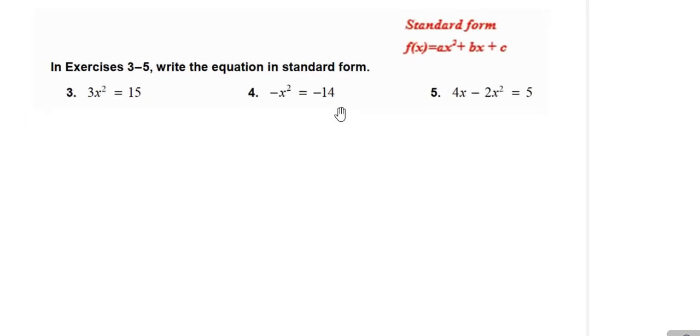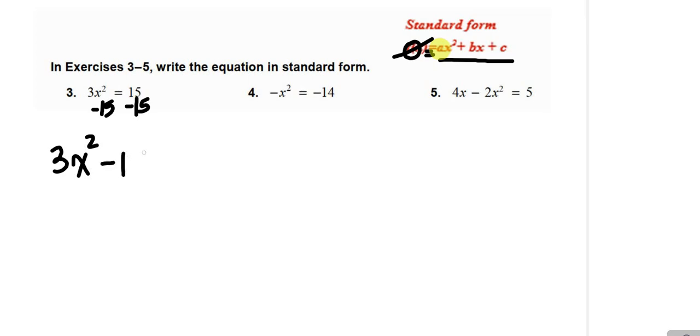Now this says write the equation in standard form. A couple things about standard form. You're basically getting the entire equation on one side, and then the other side, you're trying to get to 0. As a general rule, you want to try to keep that a positive if at all possible. So here, standard form, ax squared plus bx plus c, looks like this. I'm going to minus 15 and bring it over to the other side. So I have 3x squared minus 15 equals 0. In this case, there is no bx to work with, so this would be considered standard form.